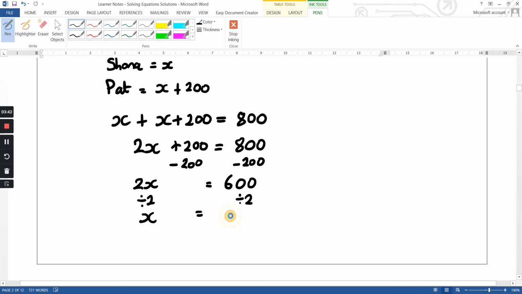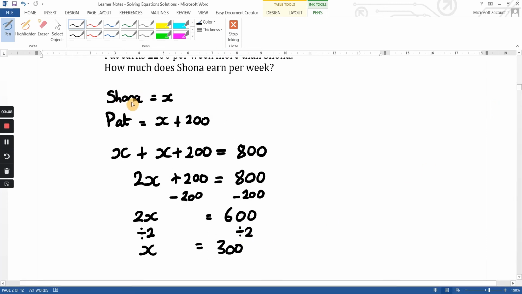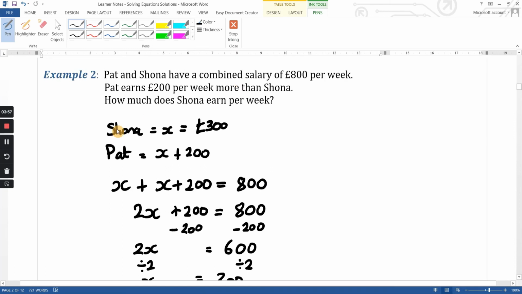So x equals 300. What do we say x was? Well, we said that Shona's salary was x, so now that is £300. Let me just double check, what was it asking for? How much does Shona earn per week? Yeah, so the answer is £300.